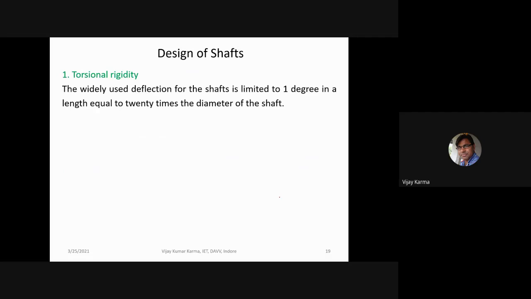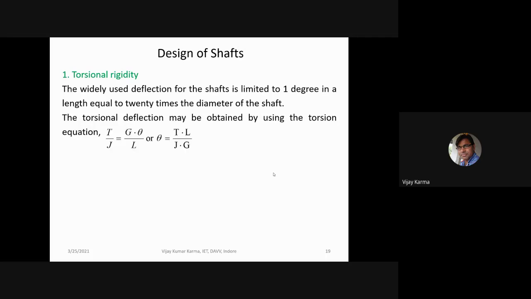Torsional rigidity. So the widely used deflection for the shaft is limited to 1 degree in a length equal to 20 times the diameter of the shaft. Shaft diameter के 20 times की length के बराबर में जो deflection permissible है, that is 1 degree. So that deflection may be obtained using the torsion equation.